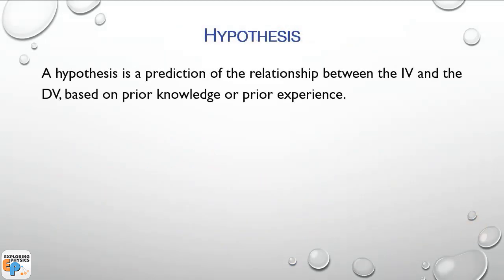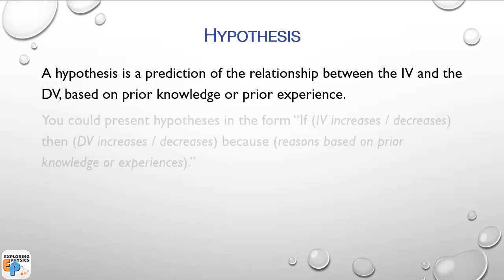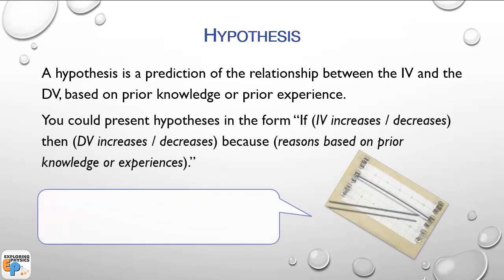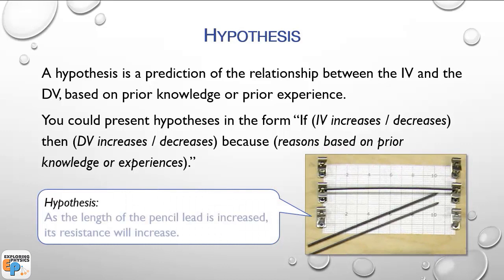A hypothesis is a prediction of the relationship between the IV and the DV based on prior knowledge or prior experience. Traditionally, the word hypothesis has been defined as an educated guess. However, it's not simply a guess. You could present your hypothesis in the form, if the IV increases or decreases, then the DV increases or decreases, because, and give reasons based on the prior knowledge or experiences that you hold. For example, here, an appropriate hypothesis might be, as the length of the pencil lead is increased, its resistance will also increase.